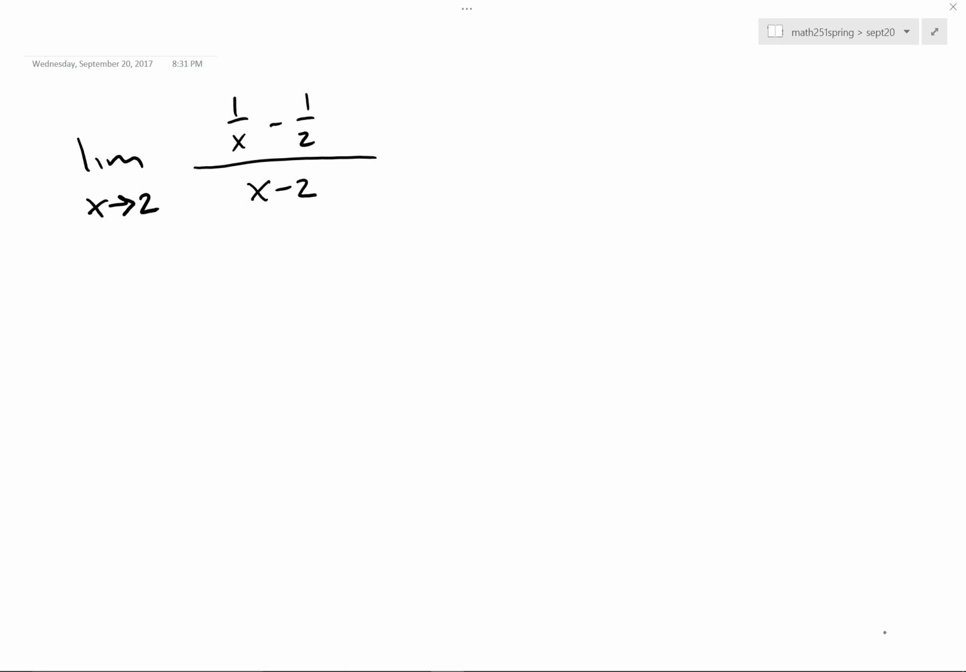I like it. Clearly when you plug a 2 in, you get a half minus a half, which is 0 over 0. This is a problem. Whenever that happens, you should be able to do something with it. At first blush, you're like, what do I do? Well, get a common denominator is the first thing I would do. Multiply this one by 2, top and bottom. Multiply this one by x, top and bottom. So I'm going to end up with (2 minus x) over 2x, over (x minus 2).